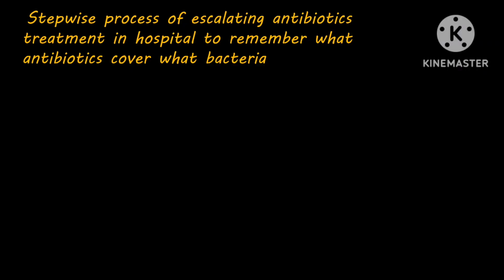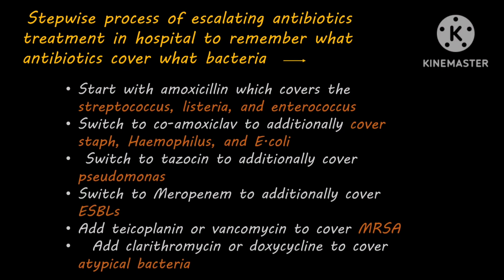Next, here we will see the stepwise process of escalating antibiotic treatment in the hospital, to remember what type of antibiotics cover what type of bacteria. First, amoxicillin is going to cover streptococcus, listeria and enterococcus infections. Next, co-amoxiclav is going to cover staphylococcus aureus, haemophilus influenzae and Escherichia coli infections.